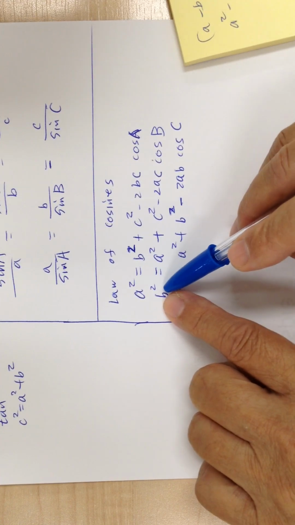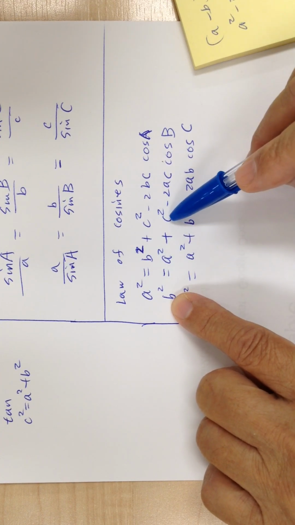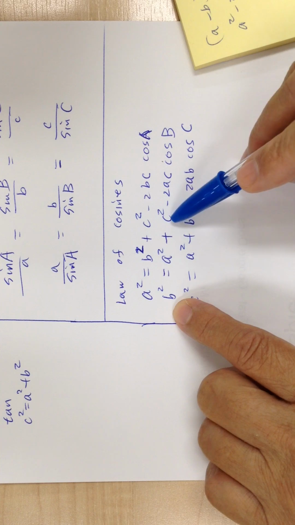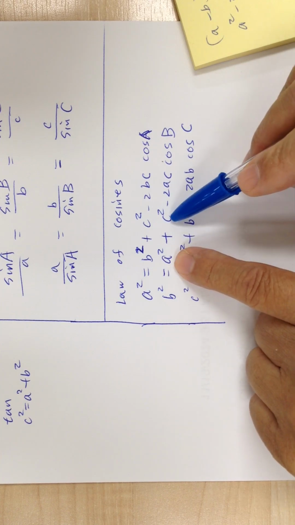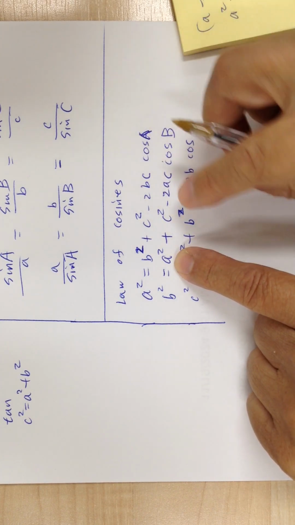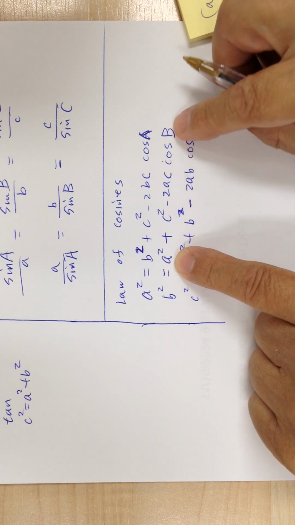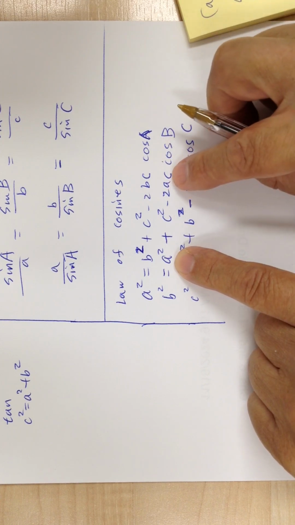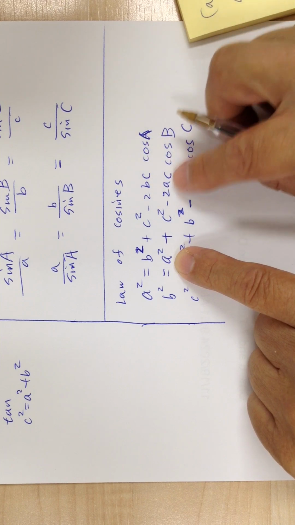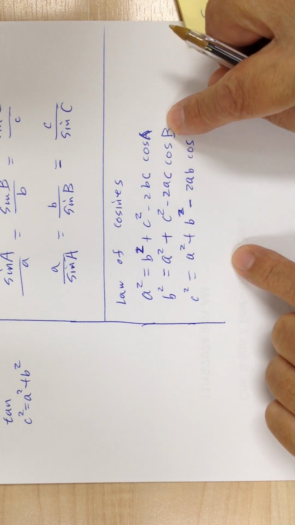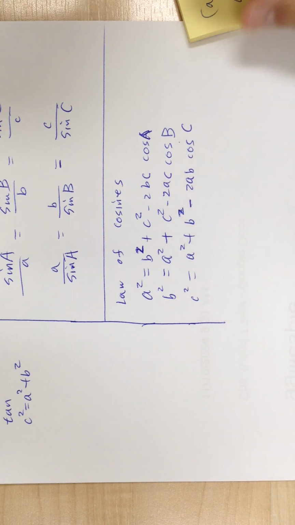So again, if you start with b squared, then you need to get a and c, right? So b squared, you need to get a squared, c squared. Since you got a and c here, you're going to minus 2ac cosine b. Again, you need to get all three letters. So over here, you need to get ABC, right? And also this angle has to match with this, okay?